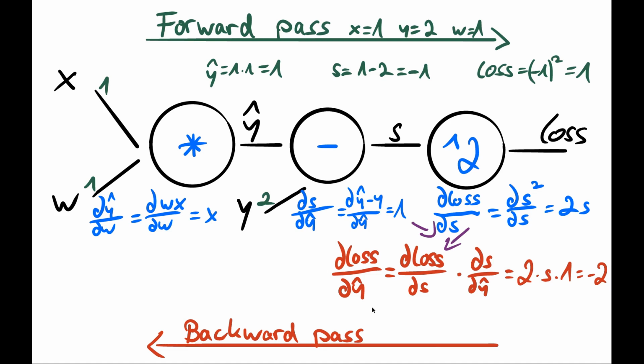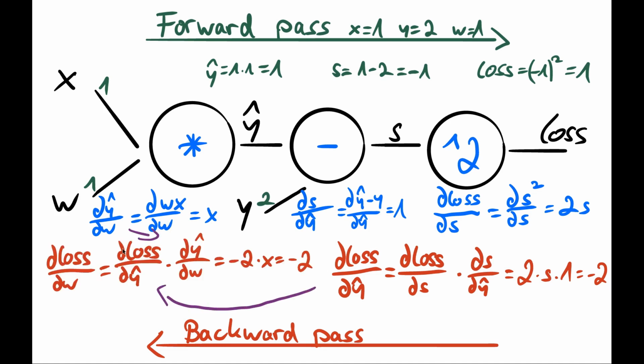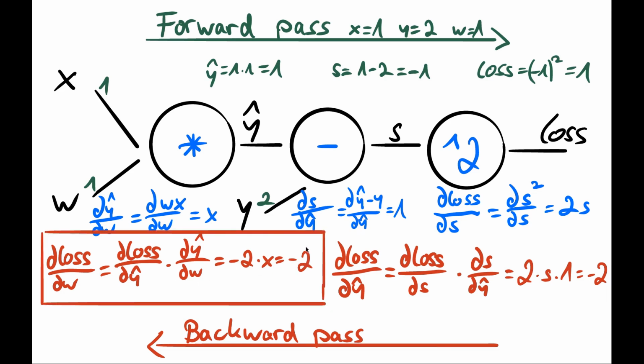And now we use this derivative and also this local gradient to then get the final gradient, the gradient of the loss with respect to our w, which is the gradient of the loss with respect to y hat, times the gradient of y hat with respect to w, which is minus 2 times x, and x is 1. So the final gradient is minus 2. So this is the final gradient that we want to know. And yeah, that's how backpropagation works.